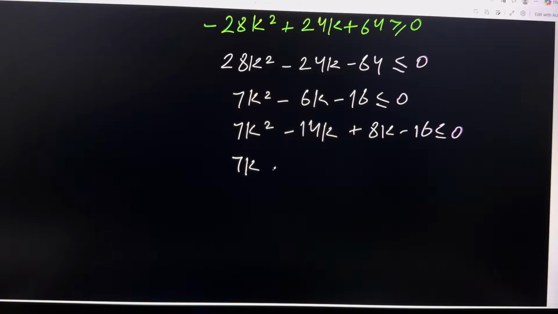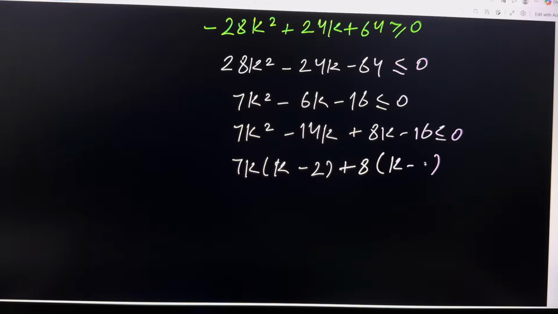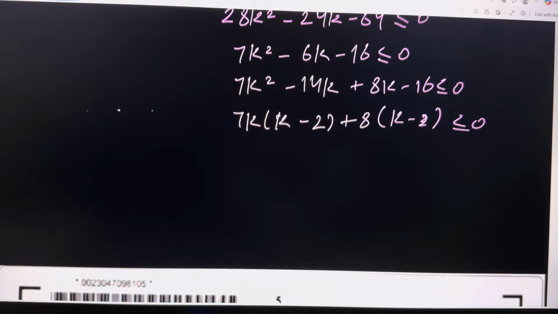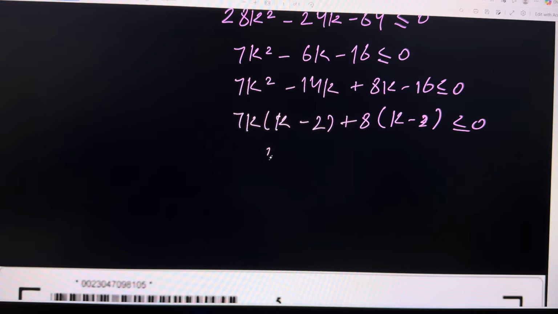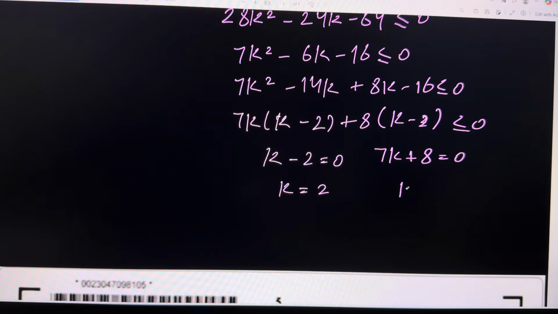We can take 7k common, so k minus 2, plus 8, so k minus 2, less than or equal to 0. All right, so we get, writing it fully, k minus 2 is equal to 0 and 7k plus 8 equal to 0. K is equal to 2, k is equal to minus 8 upon 7. I just ignored the inequality for a little bit to find the values of k, and now we can do this.